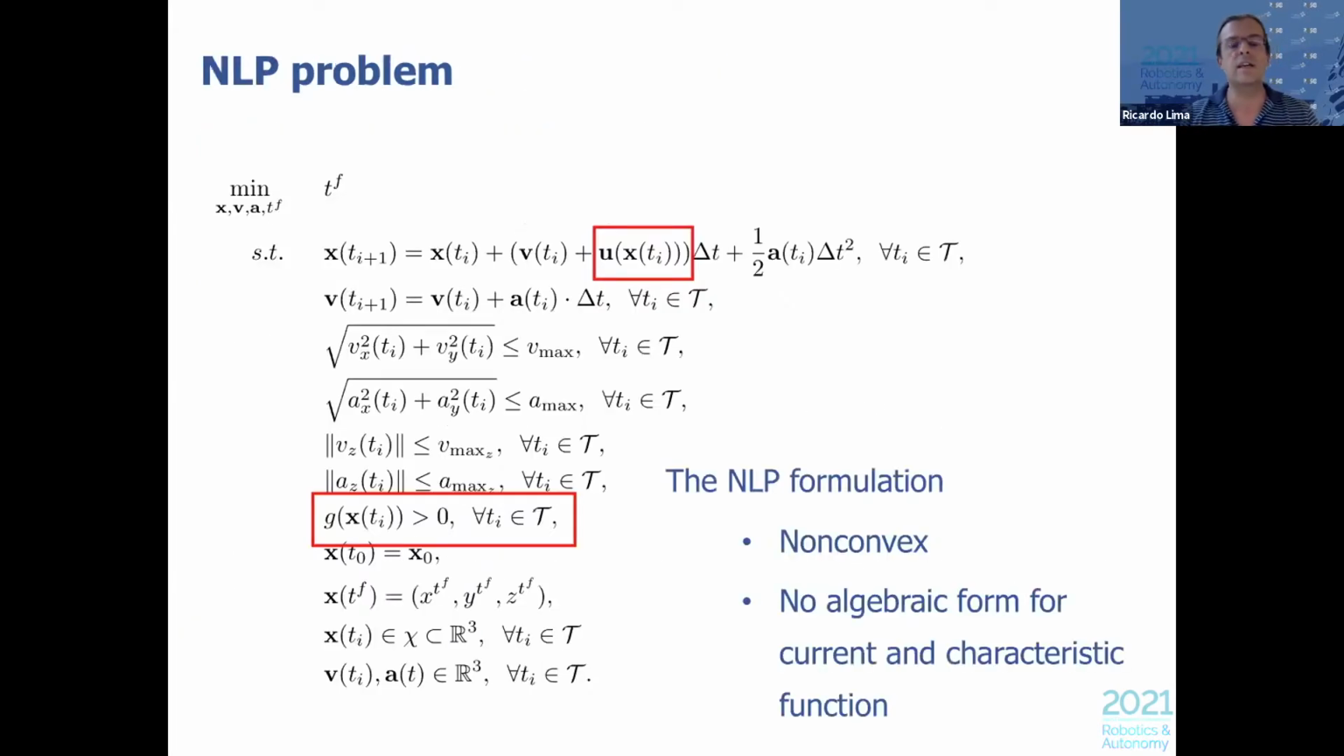So with this, we get into an NLP problem that has this formulation. We want to minimize the time. We have here the current with our function, and this g function should be greater than 0, and this will ensure that the vehicle is in the water all the time. It is a non-convex formulation, and without the algebraic form for the current and this characteristic function to avoid the obstacles. There is still one detail in this formulation that will disappear when we go to the stochastic programming, but it is present here.